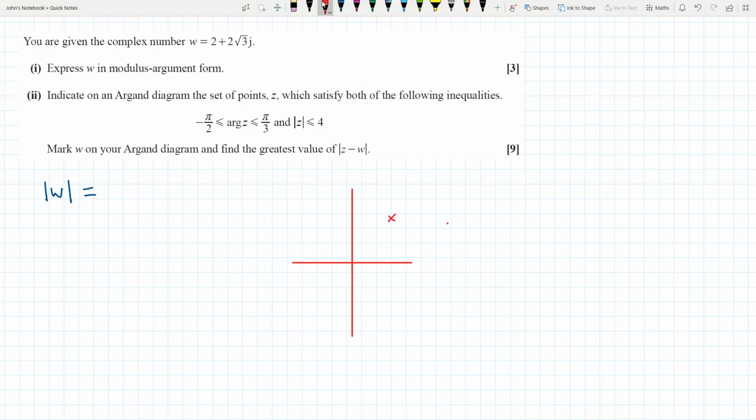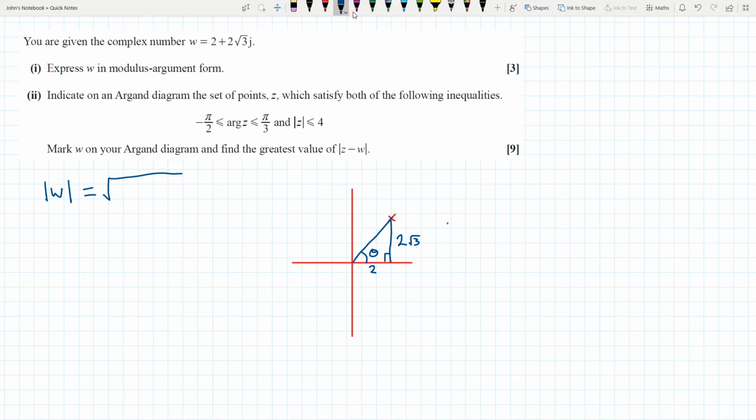Somewhere around here. And so I'm interested in forming some kind of right angle triangle with the radius like that, which is going to be the modulus, and like this. And I can see that this is 2 root 3. And this is 2. This is going to be the argument measured from the positive real axis anti-clockwise.